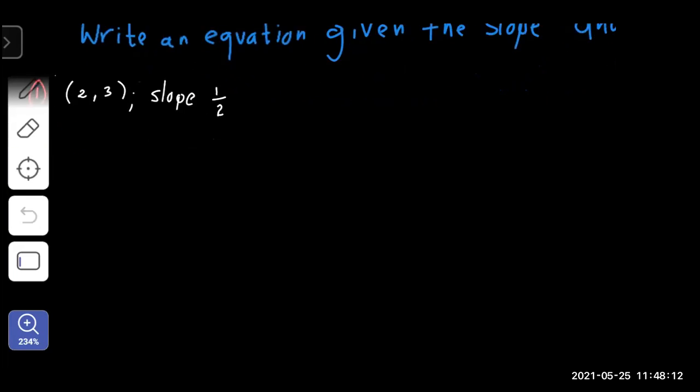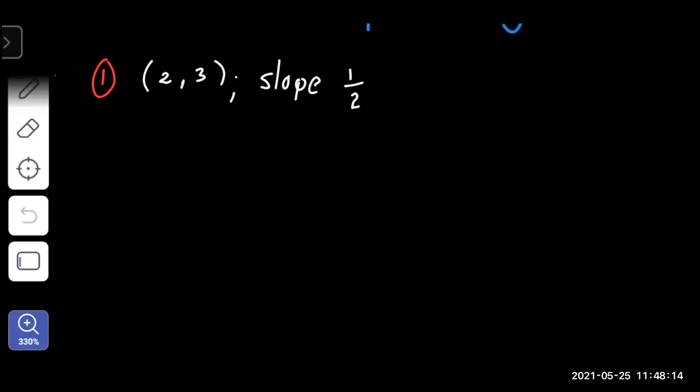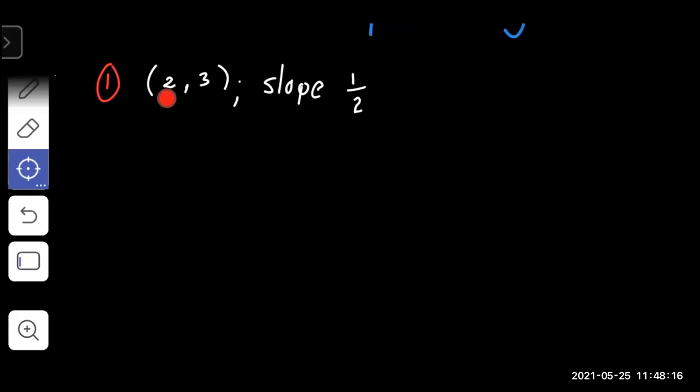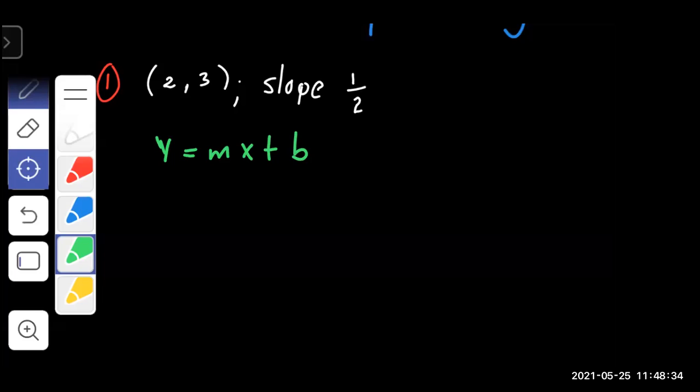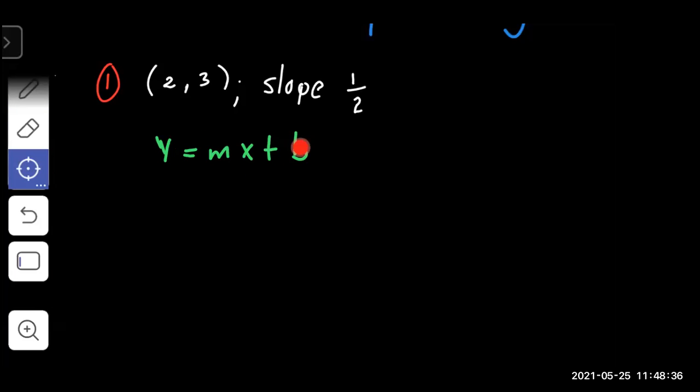First of all, let me zoom in just a little bit. Okay, this is the information we have on our hands. (2, 3), this is a point, okay? And the slope is 1/2. Okay, what are we going to do, guys? We are going to rewrite the slope-intercept form: y equals mx plus b, right? This is the slope-intercept form.